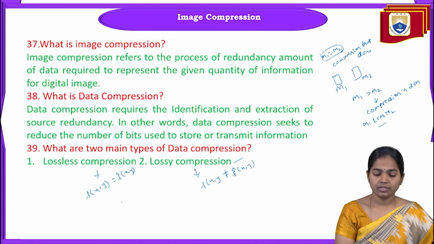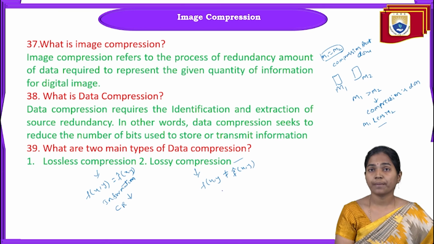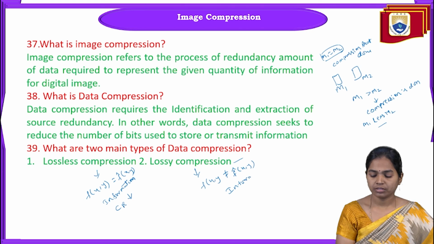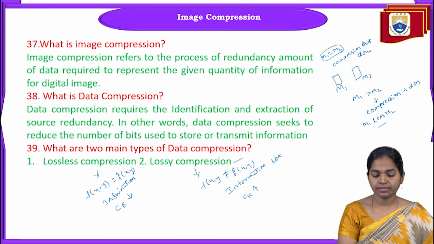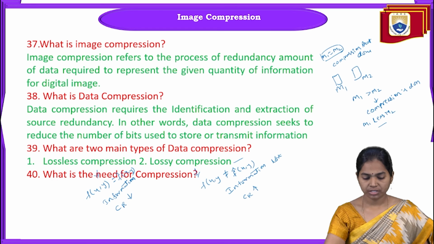In lossless compression, we get the total information, and the compression ratio is low. In lossy compression, some amount of information will be lost, and the compression ratio is higher. So this is the difference between lossless compression and lossy compression.